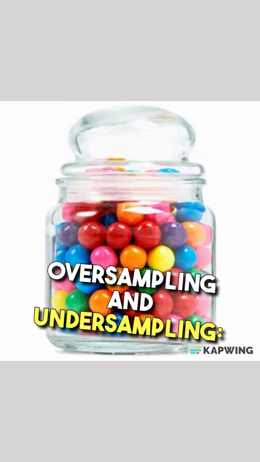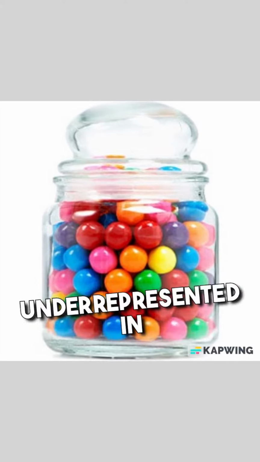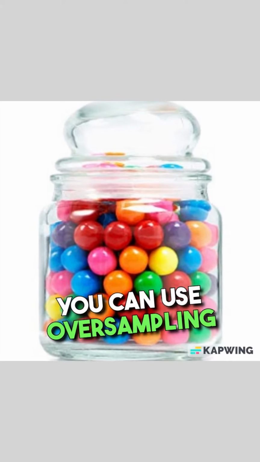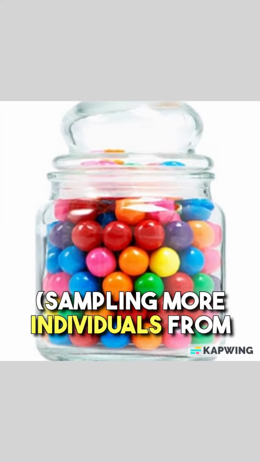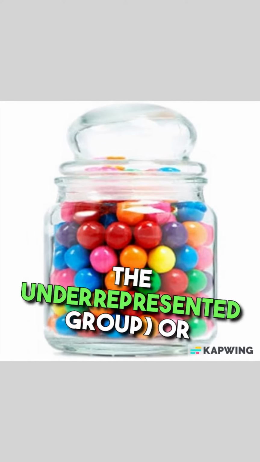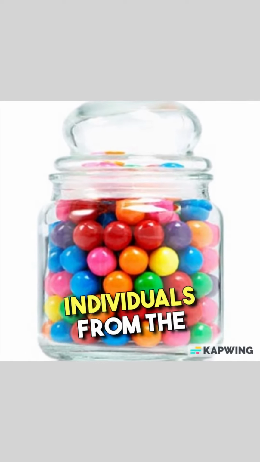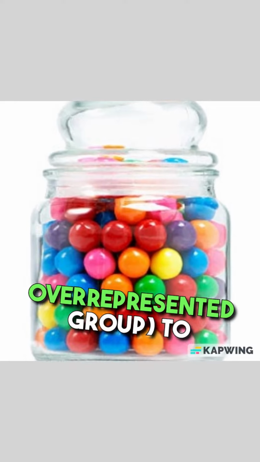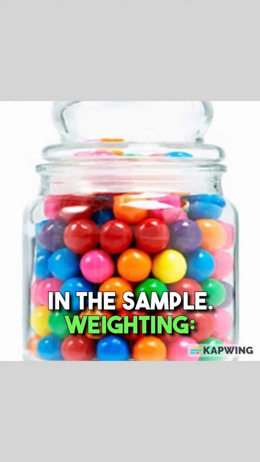Oversampling and undersampling. When certain subgroups are underrepresented in the population, you can use oversampling, sampling more individuals from the underrepresented group, or undersampling, sampling fewer individuals from the overrepresented group, to balance the representation in the sample.